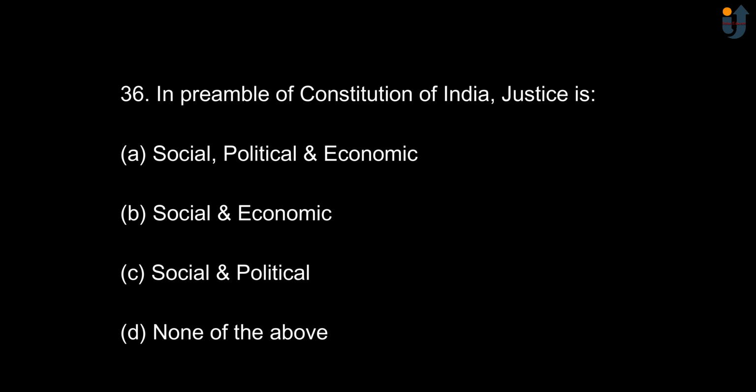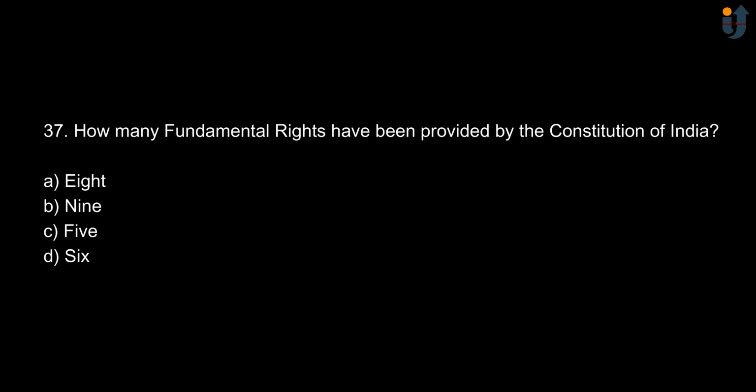Next, in preamble of Constitution of India, justice is option A social, political and economic, option B social and economic, option C social and political, and option D none of the above. And the correct option is option A social, political and economic.